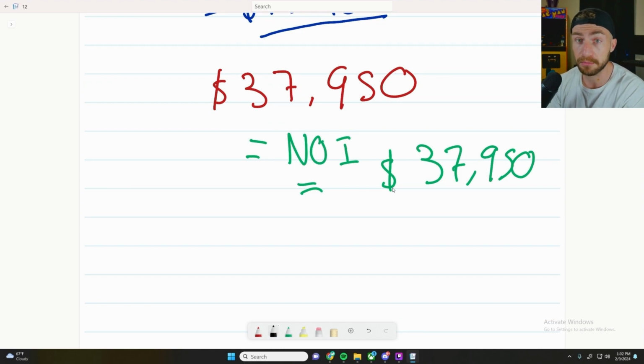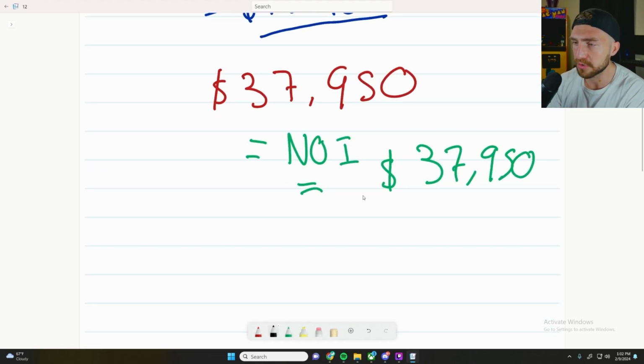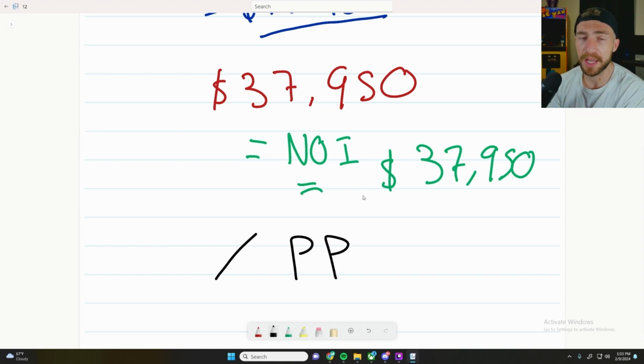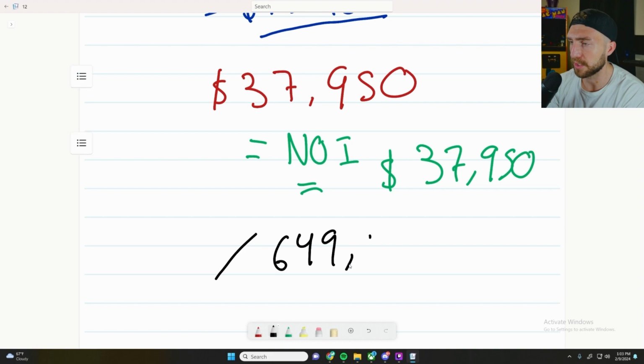But we already did that, right? Because we multiplied it by 12 earlier on, so you don't need to do that. And now you're just going to divide it by the purchase price, the PP. And what is the purchase price for this property? Well, it was $649,900. Once you get your answer, that's going to be your cap rate.